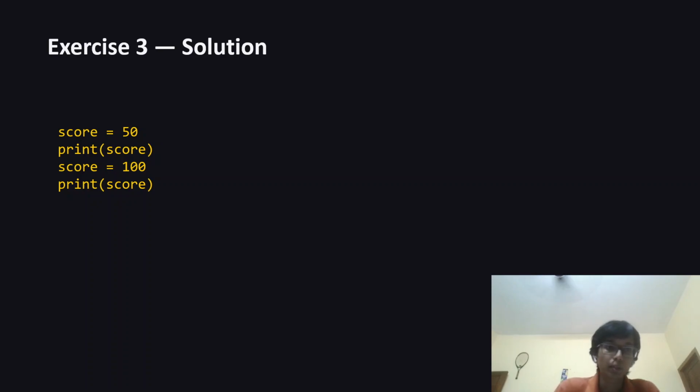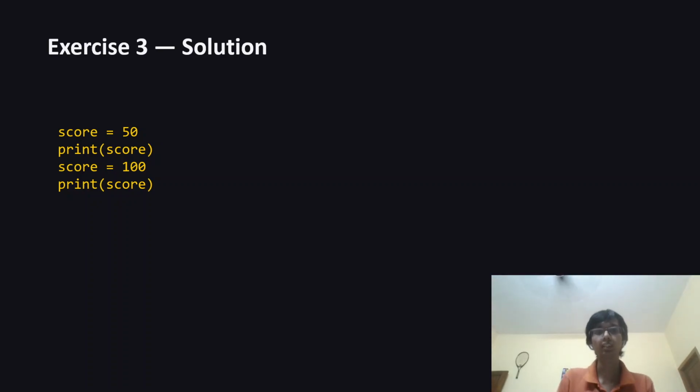I'll tell you the theory part behind this. So first we assign score. We made a variable score and we assigned the value for it as 50. And we printed the score. And then we said, hey, assign the value to be 100. Let's reinstate the value to be 100.